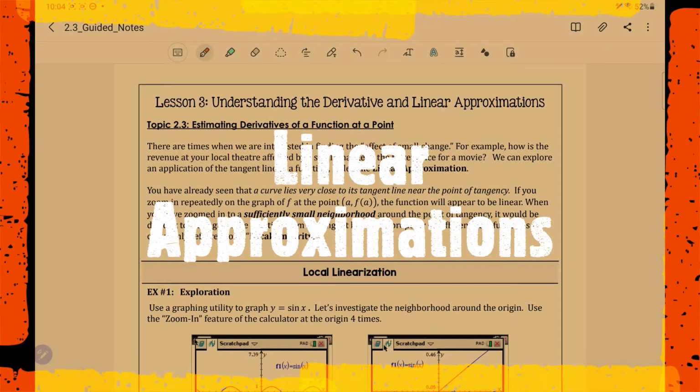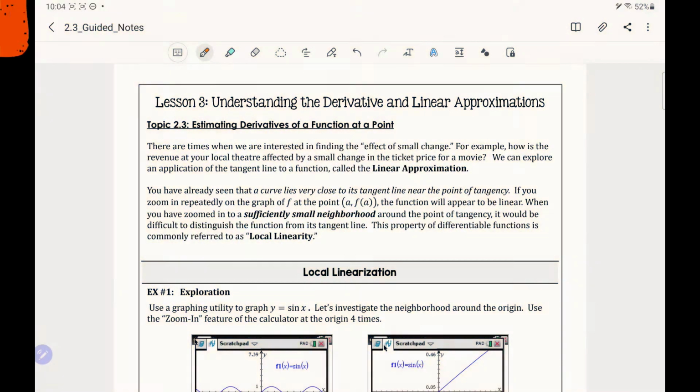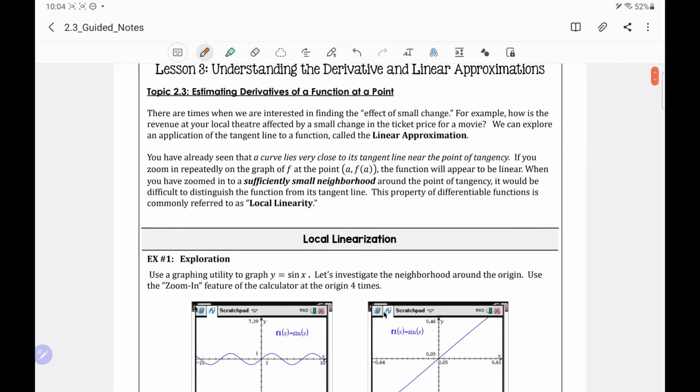Hi, Mrs. Stanley here. This is Unit 2, Lesson 3, Understanding the Derivative and Linear Approximations. That's going to be a new vocabulary word for us today. Let's first just read what we have here at the top.